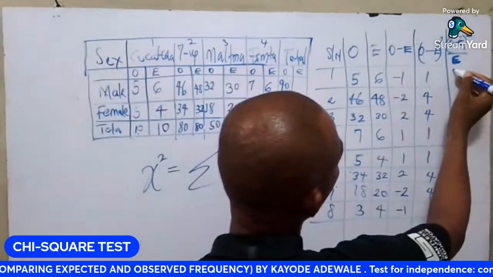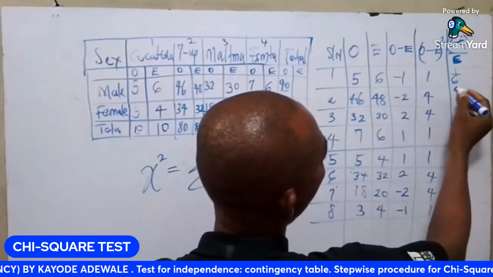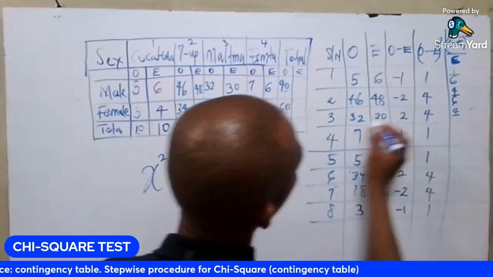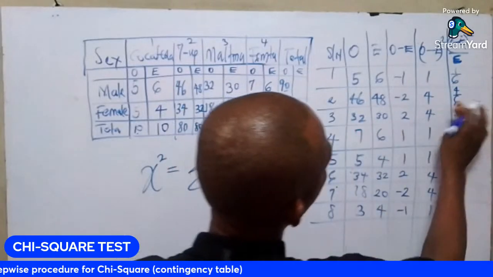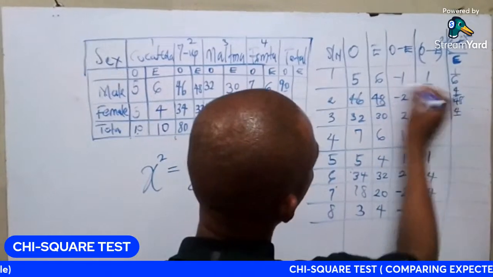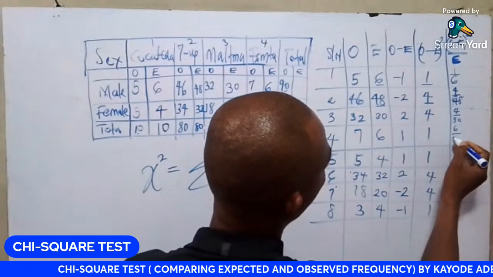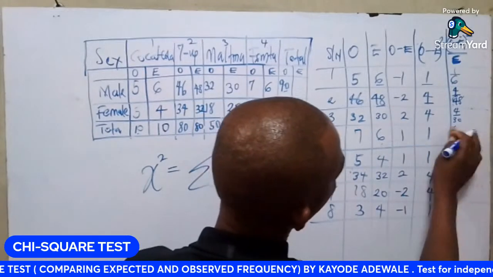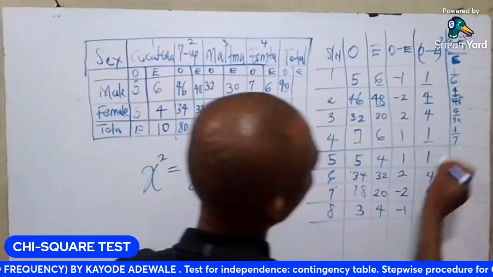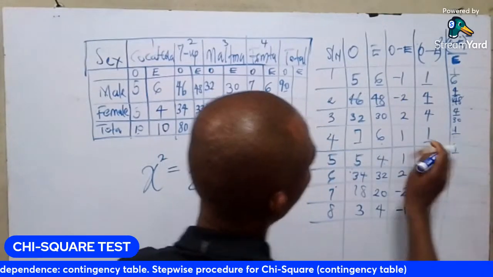So at this point now, this will just be 1 divided by 6. I'm picking my expected here. Here will just be 4 divided by 6. Here will just be 4 divided by what? Sorry, expected here is 48. So I'm using this to divide this, to divide this. At this point now, 4 divided by 30. This point, 6 divided by what? Expected. Sorry, this will just be 1 divided by 7.